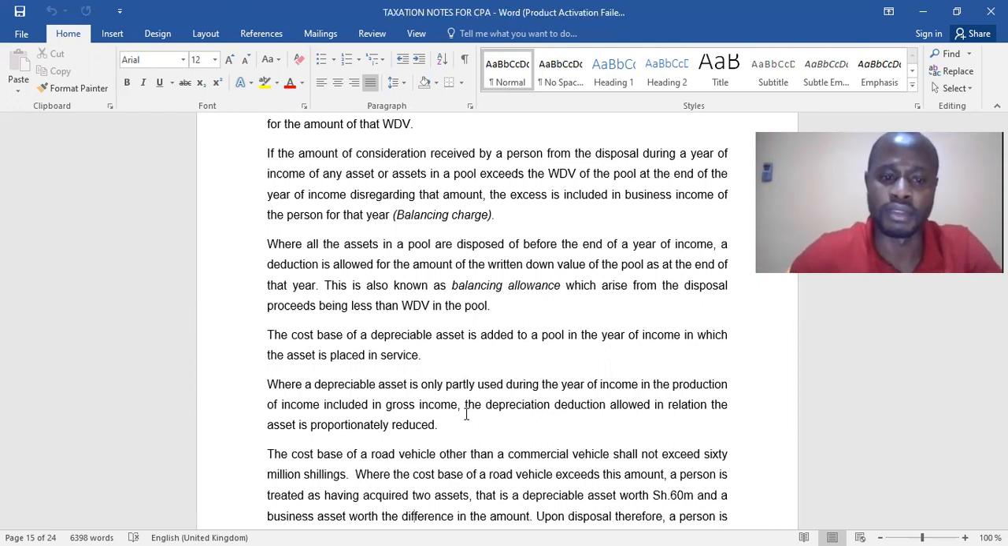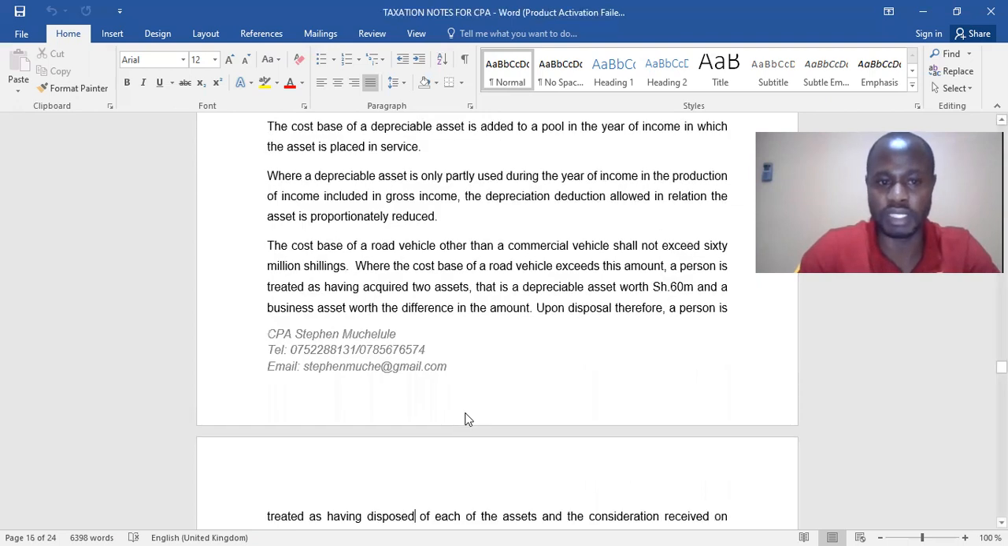So what will happen is that usually the cost base of the depreciable asset is added to a pool in the year of income in which the asset is placed in service. Now there would be a scenario where a depreciable asset is only partly used during the year of income in the production of income included in gross income. In this case, the depreciation deduction allowed in relation to that asset is also proportionately reduced. In other words, it would be apportioned.